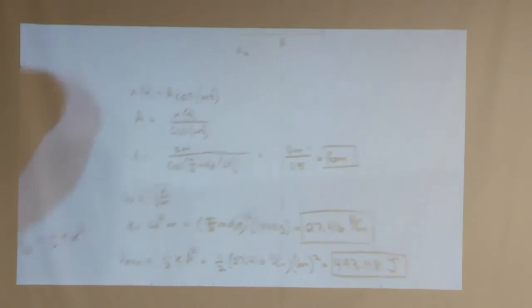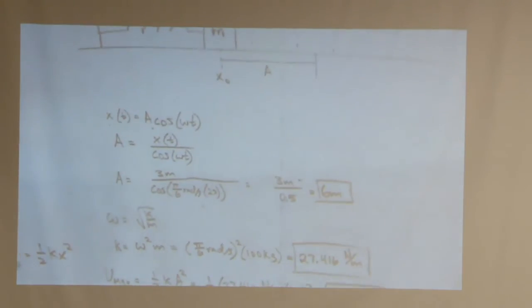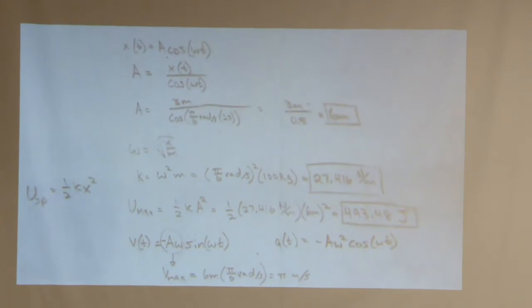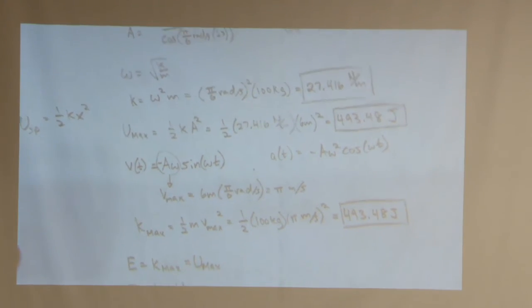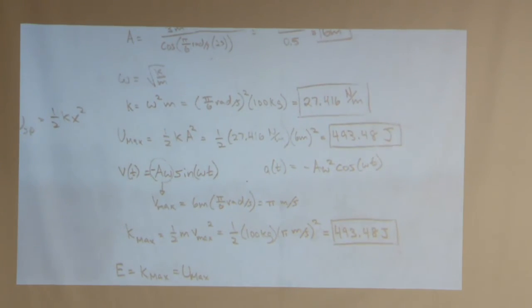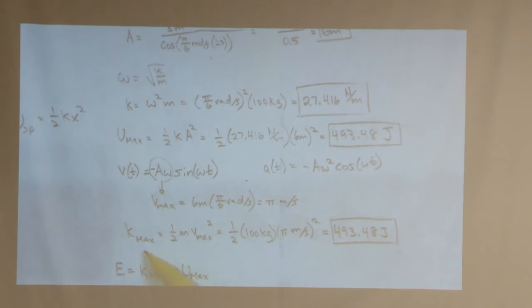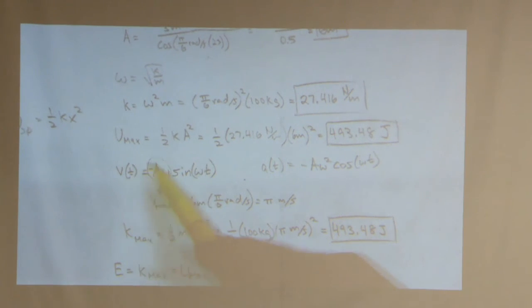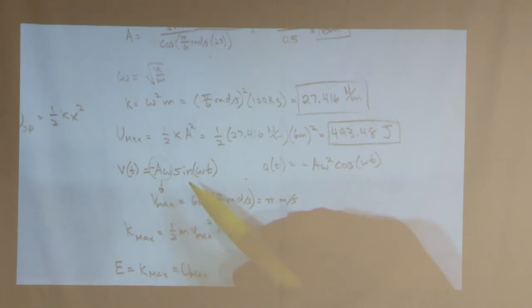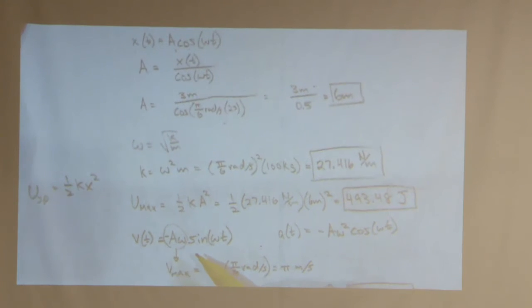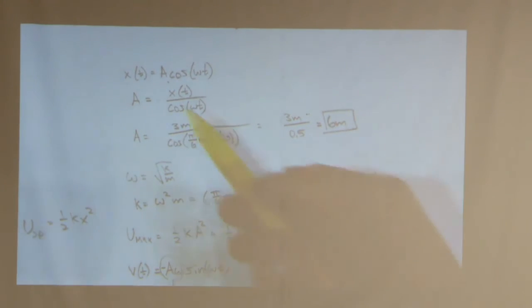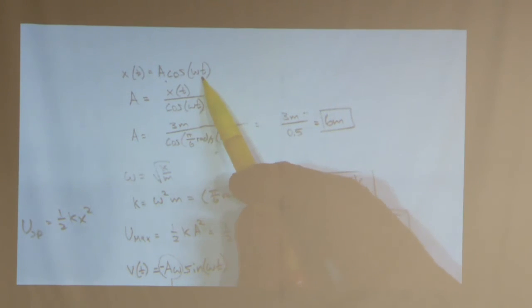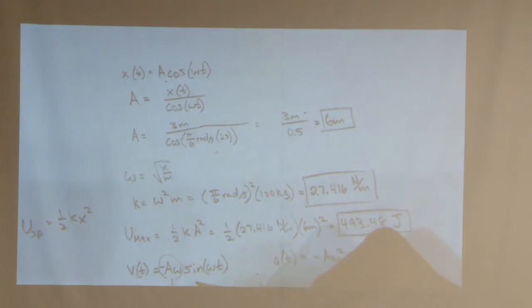So the next question is to find the max kinetic energy. Kinetic energy is just 1/2 mv squared. But if we want the max kinetic energy, we need the max velocity. And to find the max velocity, you can look at the equation of motion for velocity, which, since it's not on your formula sheet, the only way you could figure it out is to take the derivative with respect to time of this equation, and that'll give you this velocity equation.